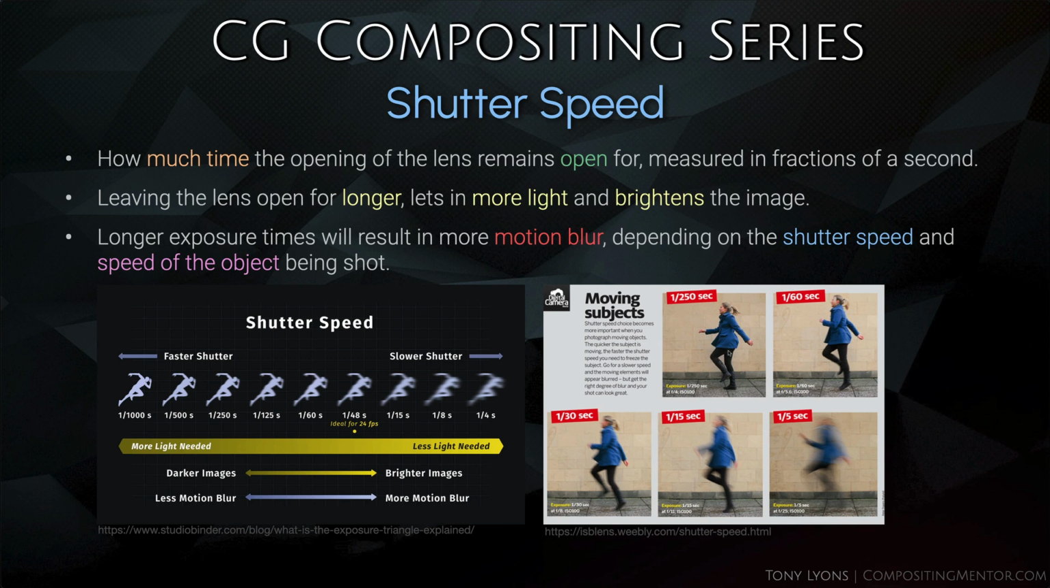Here you can see a woman skipping with different shutter speeds, and the faster that the lens closes, the more sharp the image is going to be, and if it's left open for a longer amount of time, she will have traveled more distance, and you'll get this blurry effect from the motion blur.